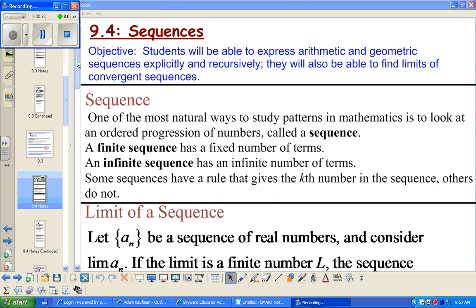So just real quickly, a sequence, one of the most natural ways to study patterns in mathematics is to look at an ordered progression of numbers called a sequence. A finite sequence has a fixed number of terms, so that means it stops at some point, and an infinite sequence has an infinite number of terms, which means it goes on forever. Some sequences have a rule that gives the kth term in the sequence, and others do not.